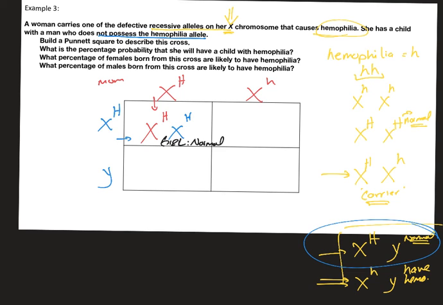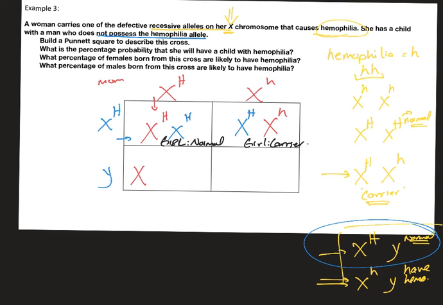Now, if we do the next one to her right, dad determines that she's going to have the X with the big H, and then mom, because she was a carrier, gave her that little affected allele, that little h. So again, this is a little girl. Little girl is normal, but she would now be a carrier.